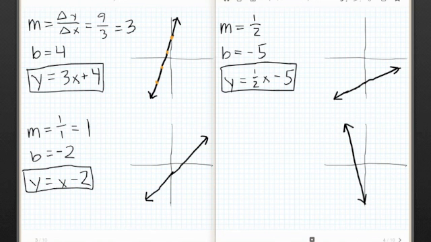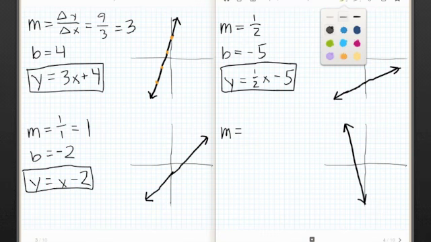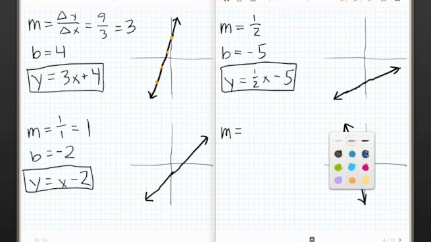Alright, now here things change a bit because we can see that the line is going in the other direction. And so here's how that works with slope. Here, let's draw on some points so we can understand this. Okay. Let's say we're starting here. Let's draw on this point here. And then let's pick that point right there.